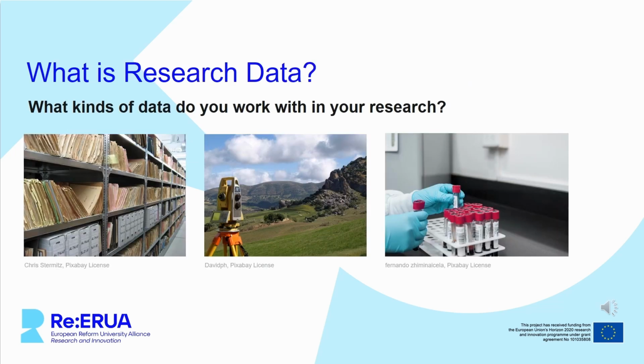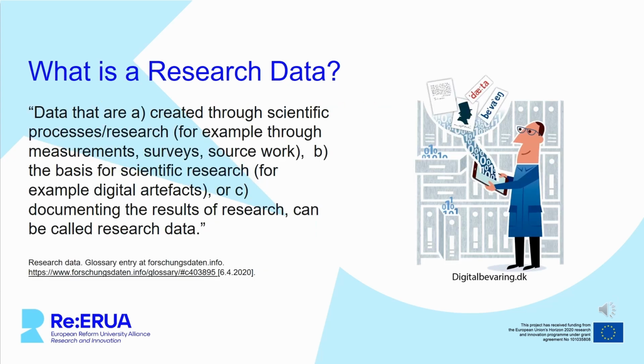What is your research data? As you can see from these images, there are many different types of research data. That's why it is also very difficult to come up with a definition of research data. In very general terms, research data can be defined as digital and analog data created during scientific activity, for instance during measurements, surveys or source work. They form a basis of scientific work and document its results. This definition comes from the information platform Forschungsdateninfo.